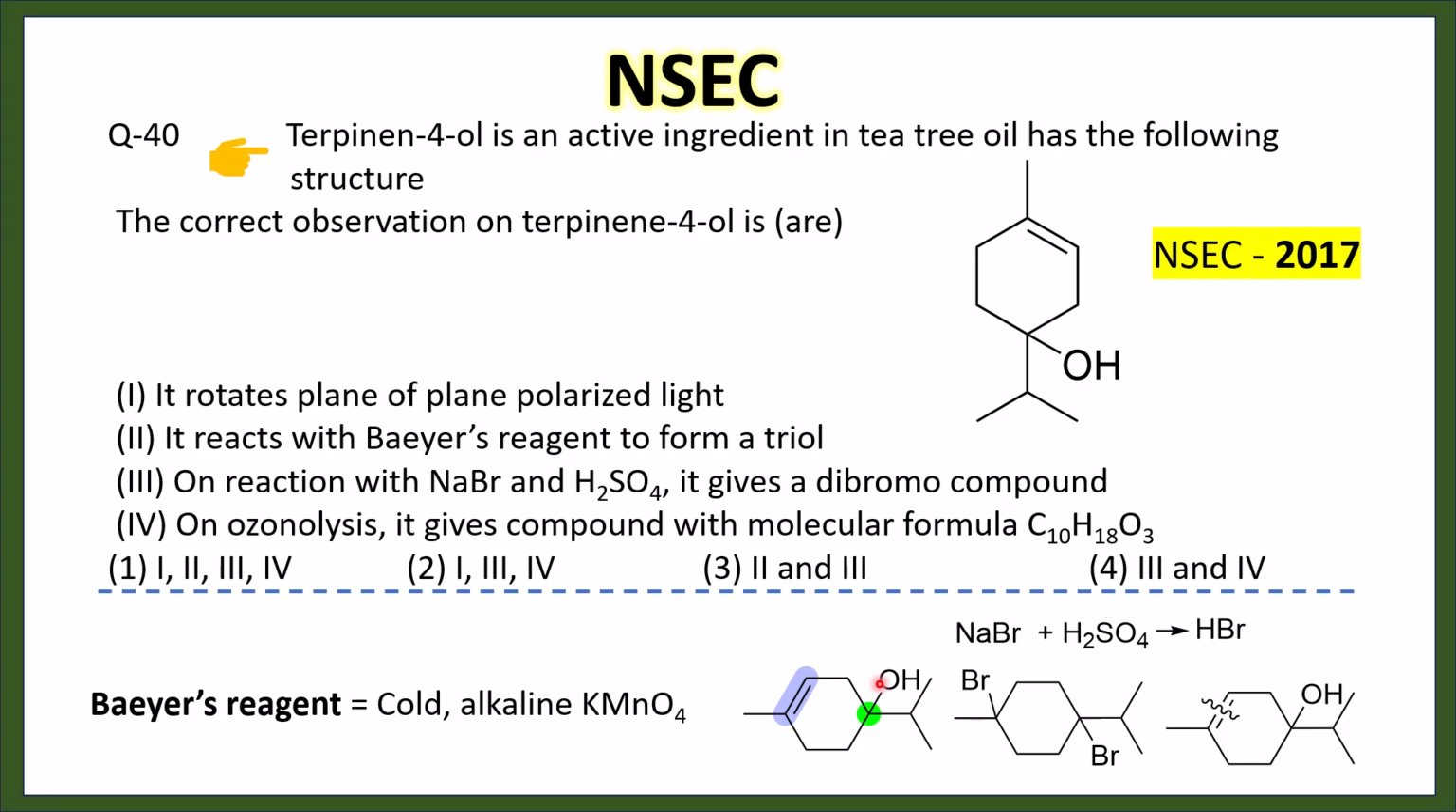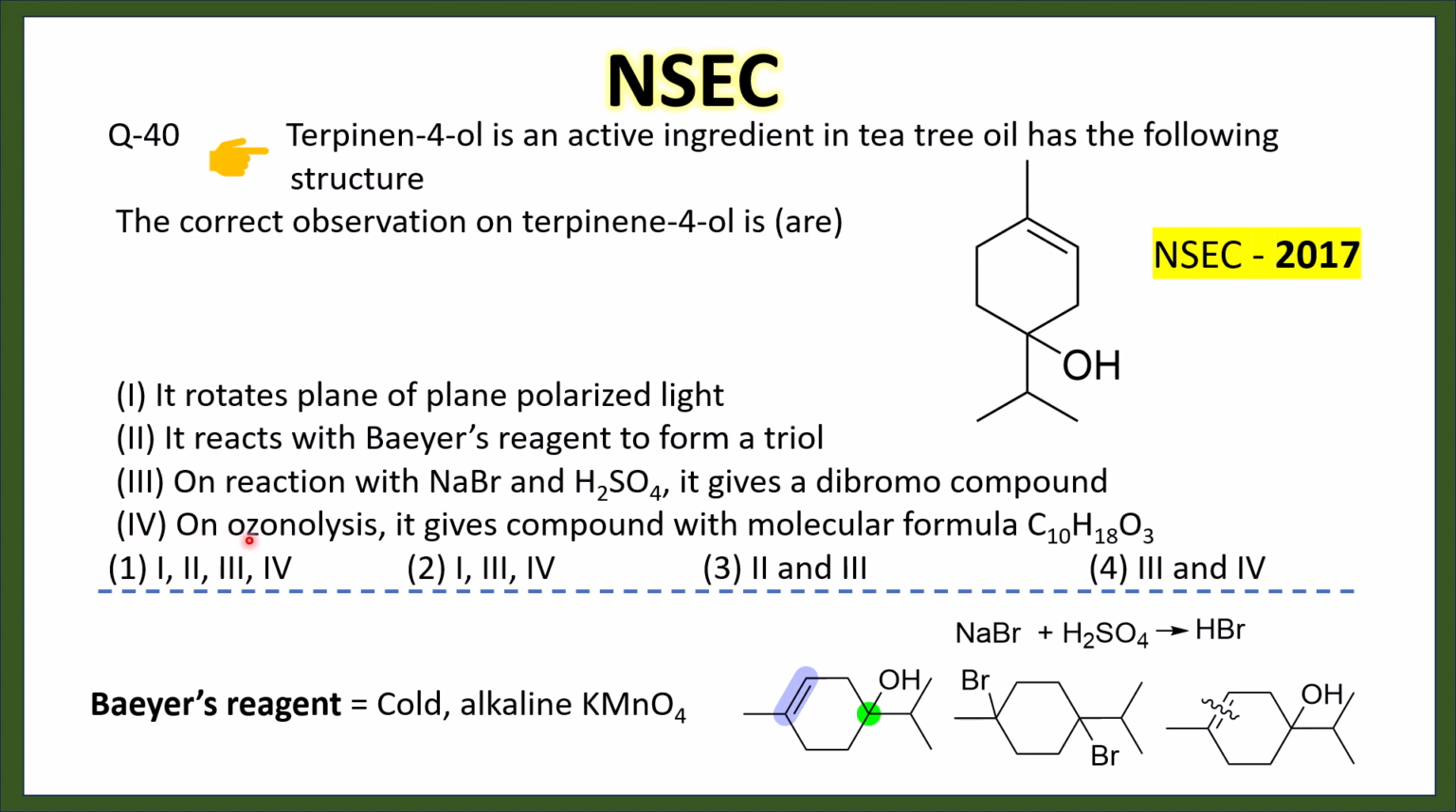Overall 3 hydroxy groups. The third one: on reaction with NaBr and H2SO4, it gives a dibromo compound. Yes, that happens. Sodium bromide with H2SO4 gives HBr. Here first the dihydroxylation happens, gives the carbocation, and then bromination happens. Further, the HBr addition to this double bond means hydrobromination happens to the center, gives this product.